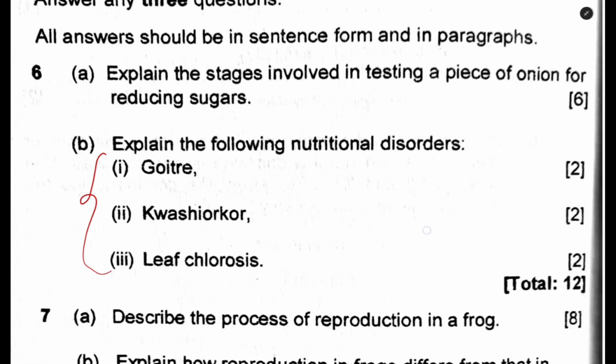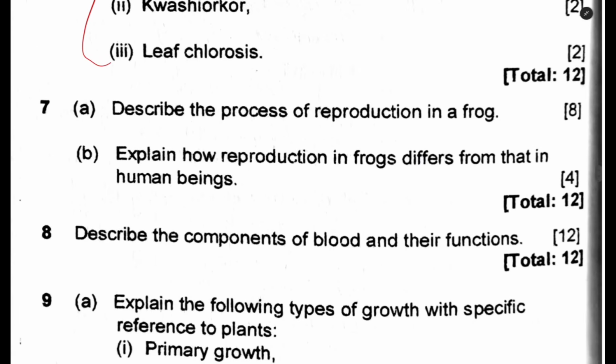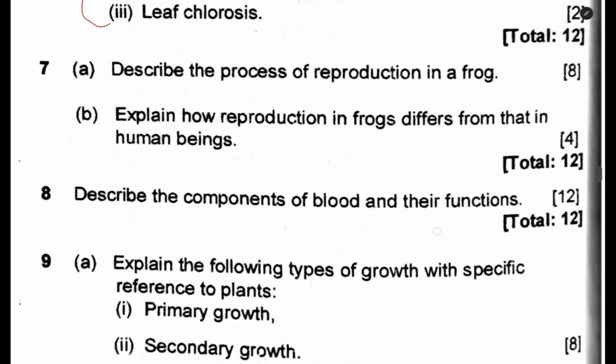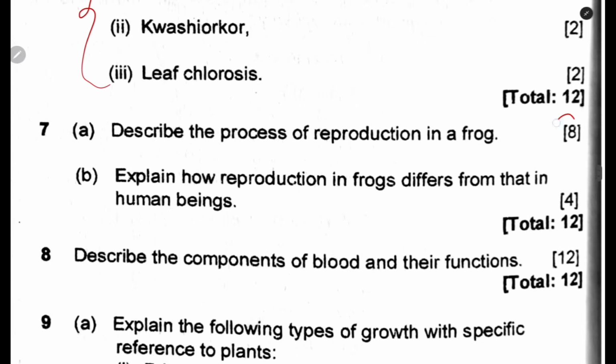We can end there. Then question 7, describe the processes of reproduction in frogs, 8 marks. So reproduction in frogs, one of the topics that some of you might not even think of.